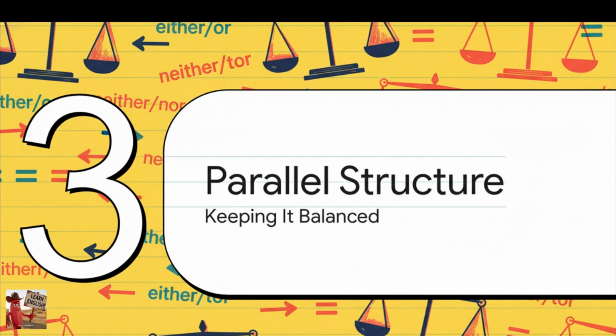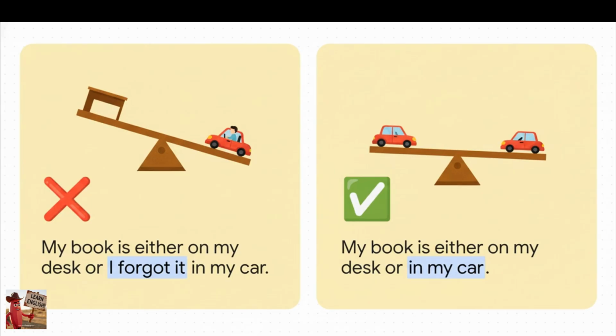But, if you really want your sentences to sound polished and professional, there's one more little trick you need to master. It's called parallel structure. The idea is actually pretty simple. Whatever grammatical form follows either should match the grammatical form that follows or. Look at that incorrect example. We have a short phrase, on my desk, paired with a whole clause, I forgot it in my car. It feels clunky, unbalanced. But the correct version keeps it parallel, nice and balanced. On my desk, in my car. It's just so much cleaner.